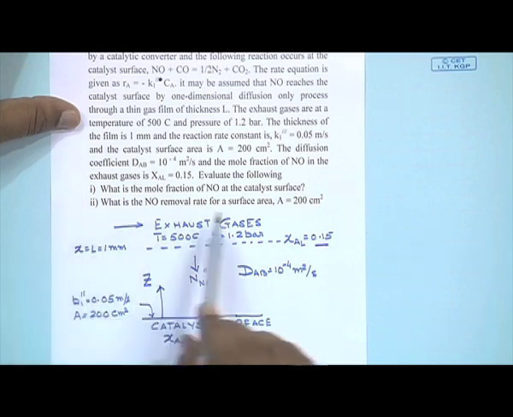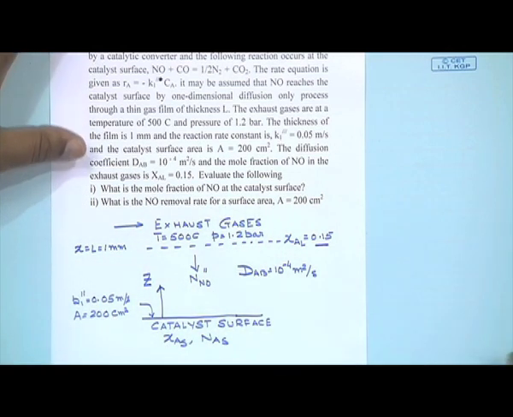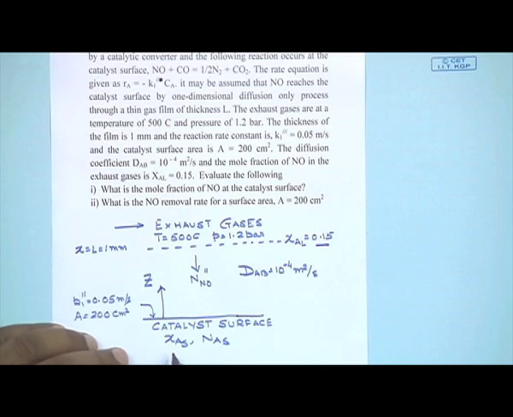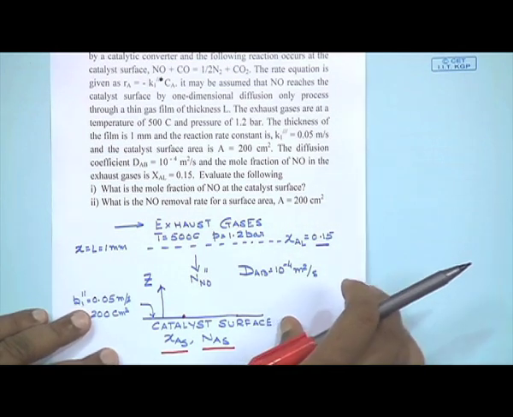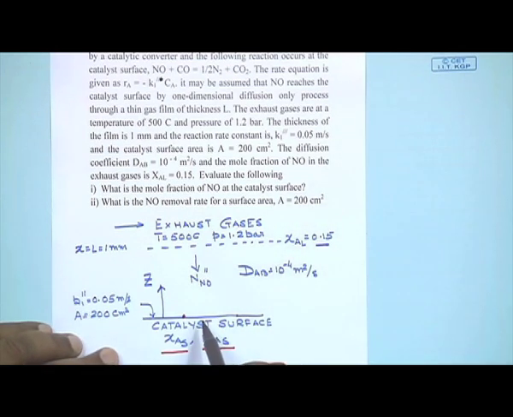What is the mole fraction of NO at the catalyst surface? So, the numbers that you have to calculate are the mole fraction of NO on the catalyst surface, which is over here, and what is the rate of NO removal for a surface area of 200 centimeters square. So, how much NO is going to be converted to nitrogen when you have the reaction that is taking place over here, and when the catalyst surface area is 200 centimeters square.